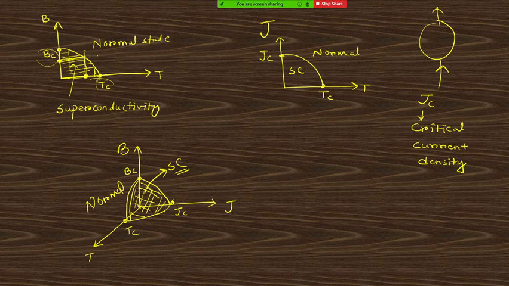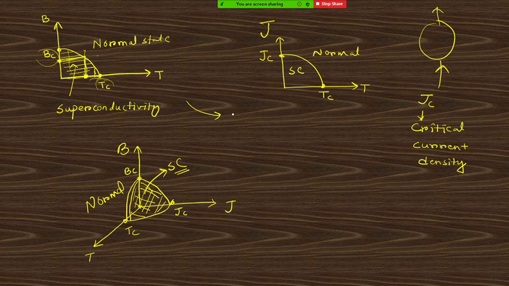So you need to remember three factors to sustain a superconducting state of the material or metal or alloy. Within the critical temperature, critical current density, and critical magnetic field, within that region you get the superconducting state of the material. But if any one crosses that region, you can see the superconductor transforms into the normal state.